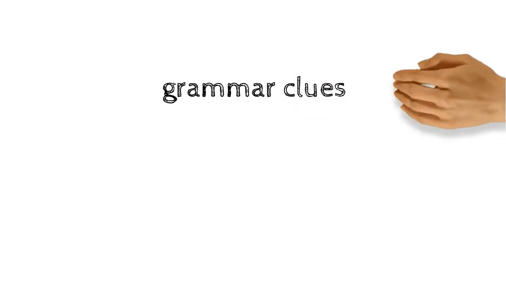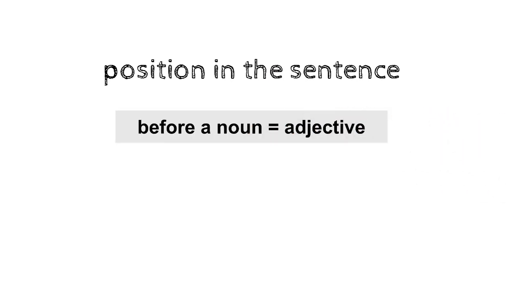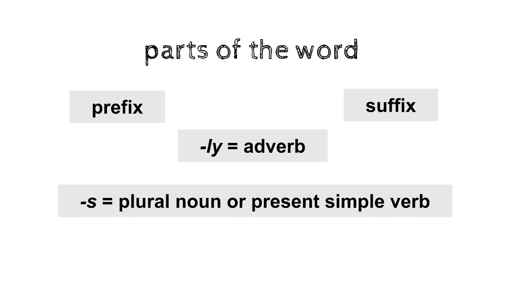You can start by using grammar clues to tell you about a word. Look at the word's position in the sentence. For example, if a word comes before a noun, it's likely to be an adjective. Maybe the word is in the subject position before the main verb. Then it must be a noun. You can also look at parts of the word, like suffixes and prefixes. So if a word has a suffix -ly, then it's probably an adverb. Or if it ends in the suffix -s, it's likely to be a plural noun or a present simple verb.